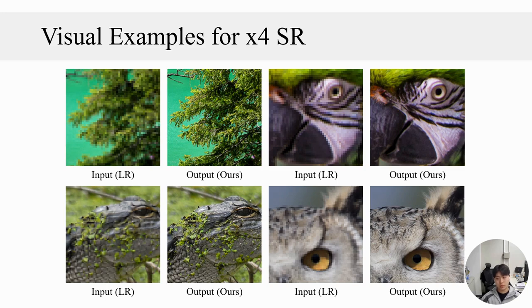Let's take a look at some visual examples of our method applied to times 4 upscaling. On this slide, you see several side-by-side comparisons of low-resolution input images and their corresponding high-resolution outputs generated using our proposed super-resolution model. Each example demonstrates how our model effectively restores fine details, enhances textures, and improves overall sharpness compared to the blurry low-resolution input.